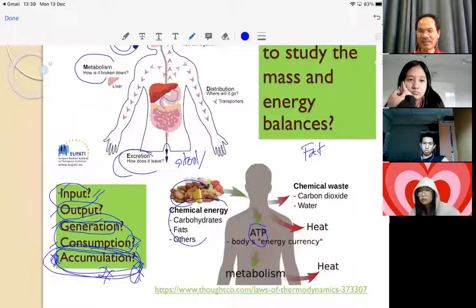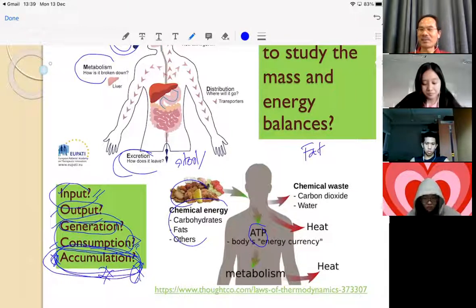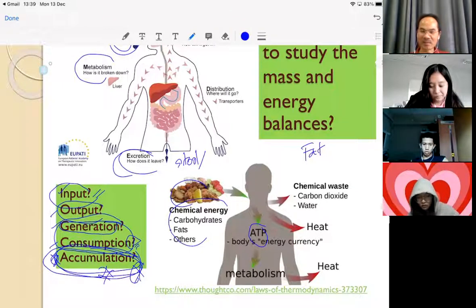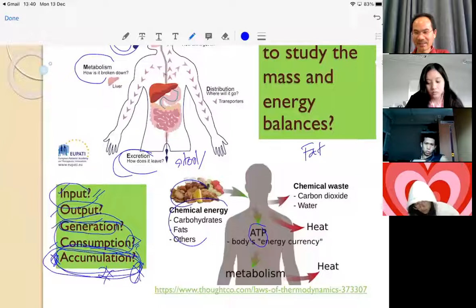If input equals output, what does it mean? No accumulation, no generation, no consumption. That means input equals output, and your weight is the same every time. Today is 60 kilograms, tomorrow is also 60 kilograms, and in 2 days also 60 kilograms, because the food fed to your body equals the food out of your body. Your weight is the same in this case.